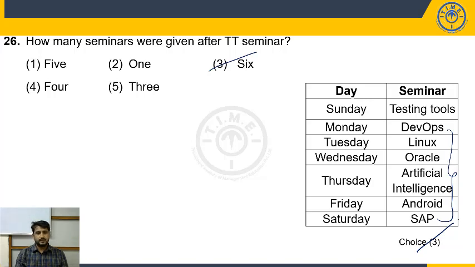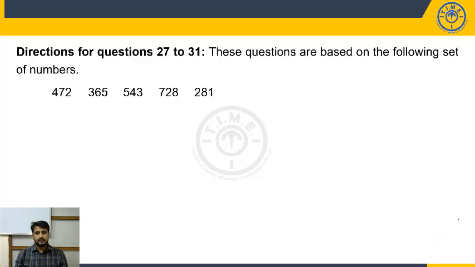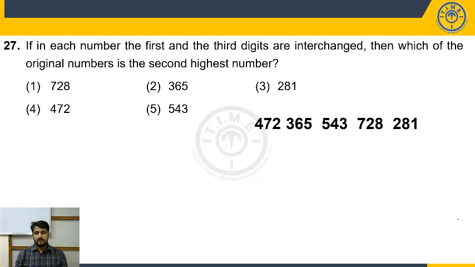Okay, move to the next set. Set of numbers. This is also the easiest part of reasoning. You will be given a set of numbers like this, 5 set of numbers, followed by 5 questions or 4 questions. But reading the questions in a proper way is very important. Okay, now what is given?